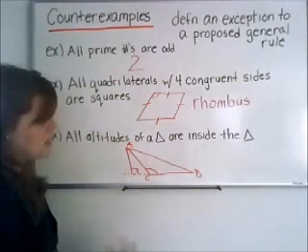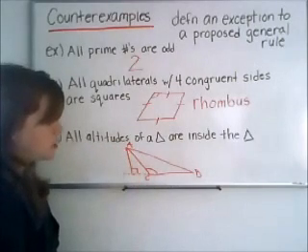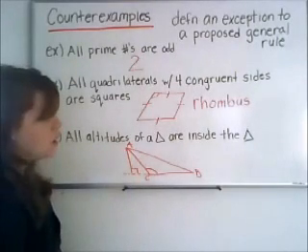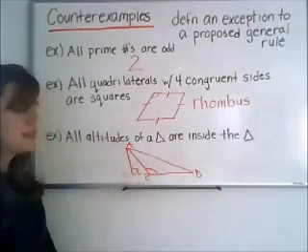And again, that is the definition of an altitude, that it has to run perpendicular. So for an obtuse triangle, this general statement that the altitude of a triangle is inside the triangle is false, based on this counterexample.